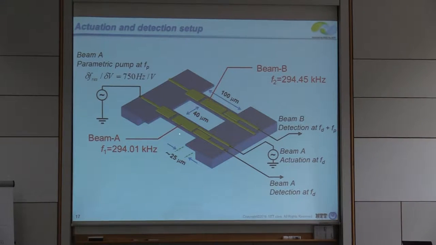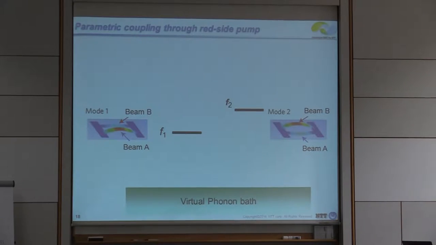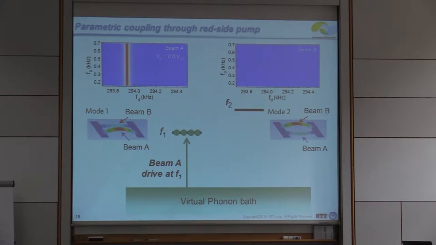And we made experiments. First, we excite beam A by a sinusoidal force so it vibrates, and then we switch on this parametric pump, which turns the interaction on, so you can switch the interaction between these two modes on and off. This is the experiment. First, we excite the beam A mode, driving at F1, so you generate phonons only in mode 1. Then applying a parametric pump at the frequency difference, you can move the phonons from here to here.